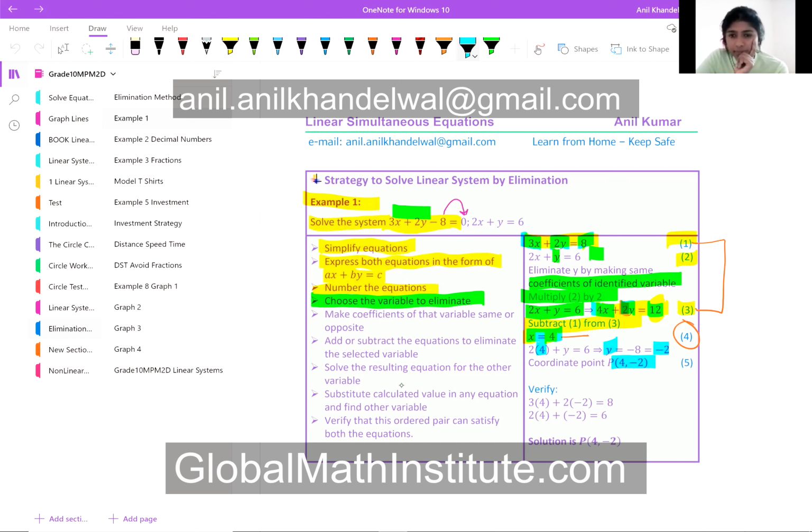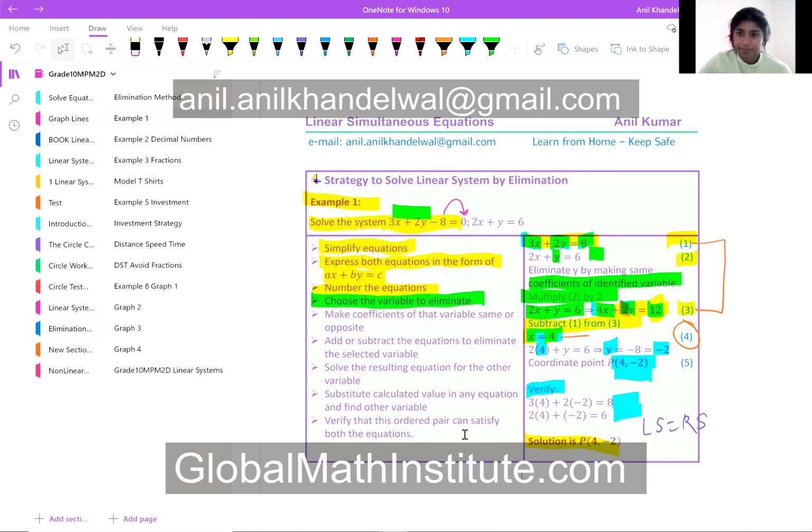We're not telling you to check or verify your solution, but it's a good idea to verify your solutions. To verify really means substitute the values which you got as a solution for x and y back into both the equations and see if the left side is equal to the right side. If the left side is equal to the right side, we say that the solution is absolutely correct. And then clearly you have to write down your solution, which is in this case the point P, (4, minus 2). Are these steps absolutely clear, Emmy?